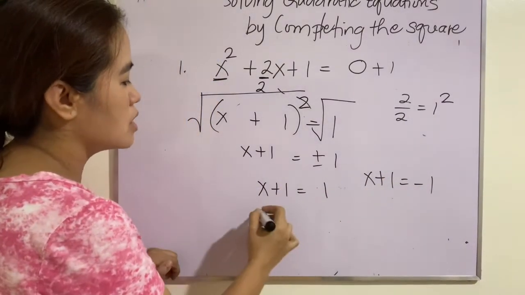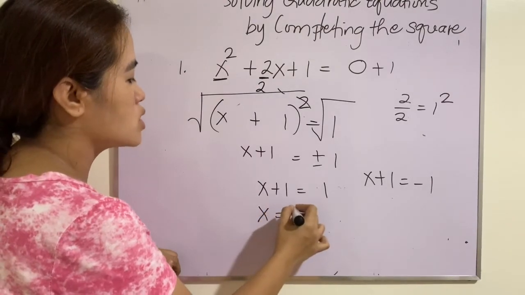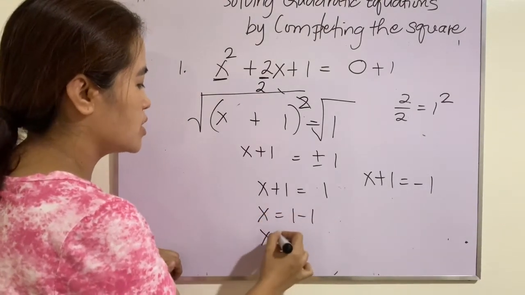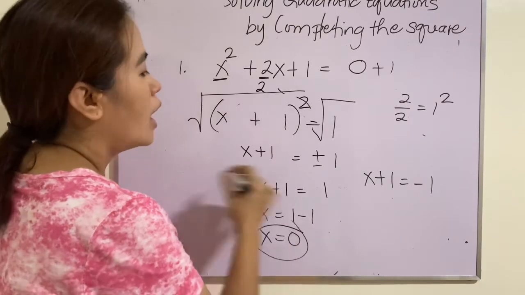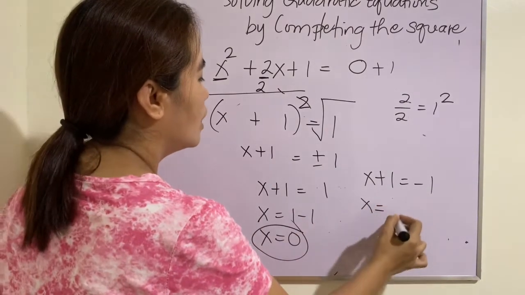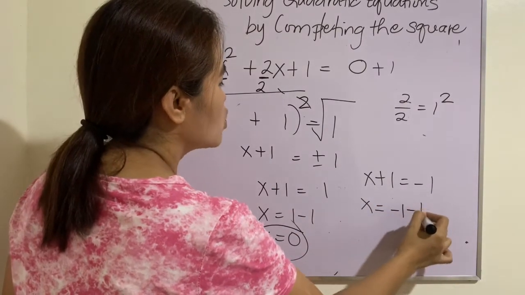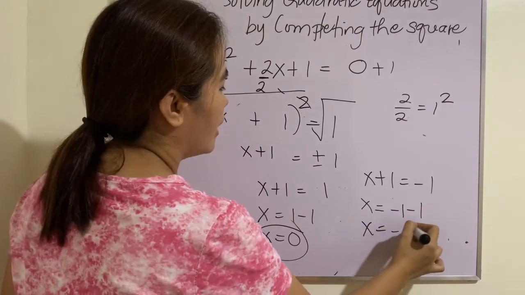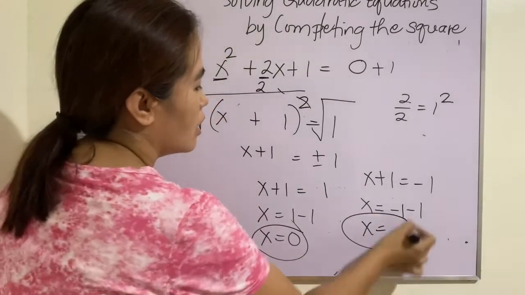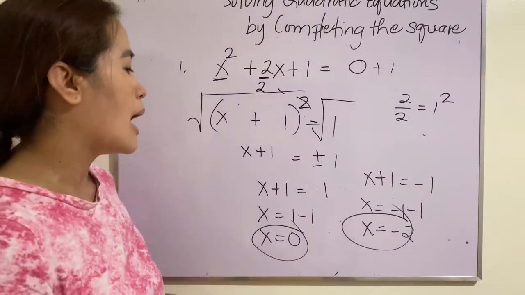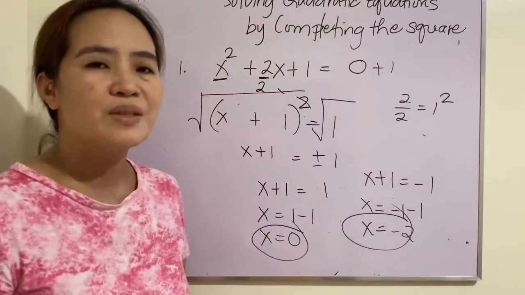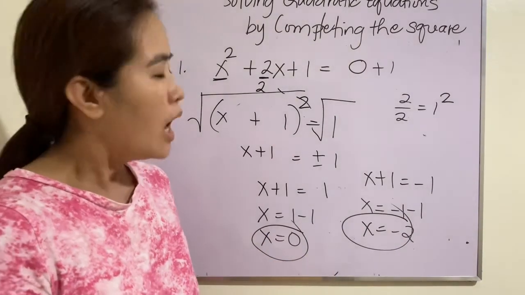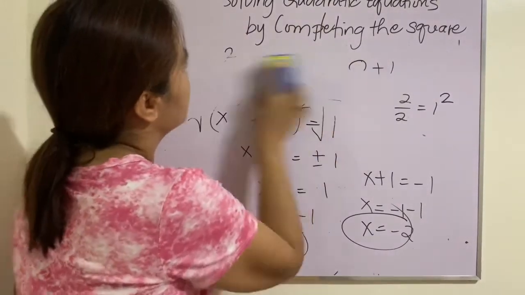You transpose this. This is x equals 1 minus 1, which is equal to 0. And the other one will be negative 1 minus 1. So that will be negative 2. So there are two values. You have 0 and negative 2. That's it. Okay, let's go to number 2. Another example.